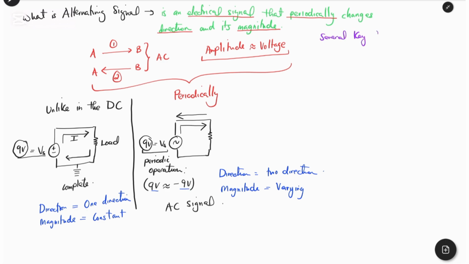There are key components of the AC signal, and I will explain them in order for you to understand step by step. The first component of the AC signal is the amplitude. The second key component is the frequency. The third component is the phase.